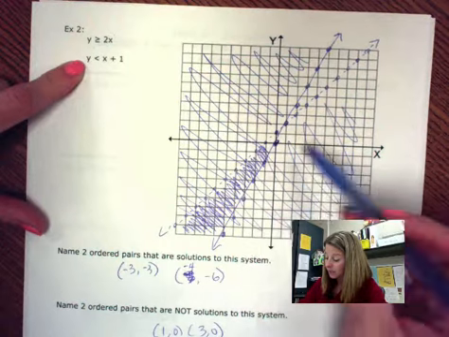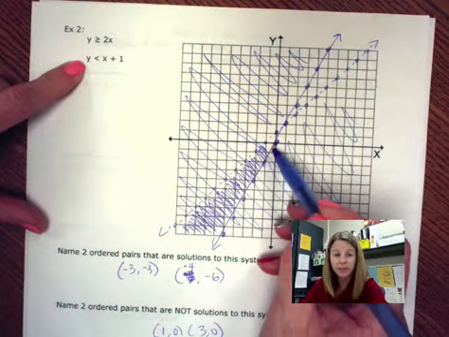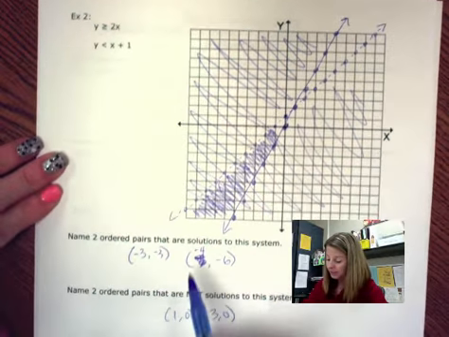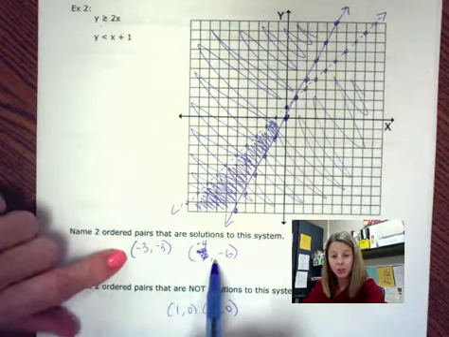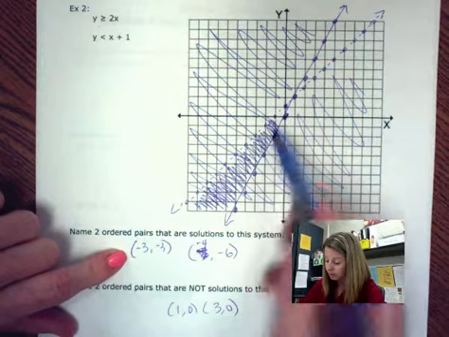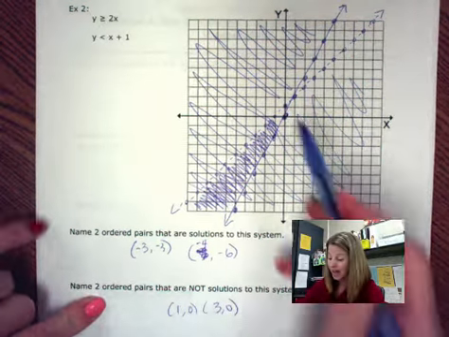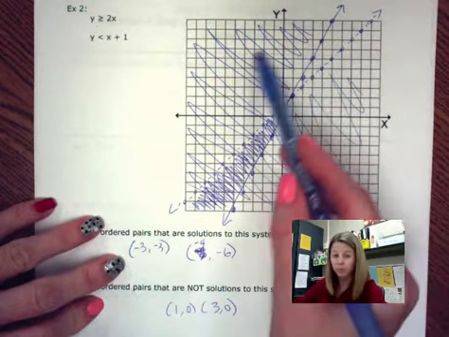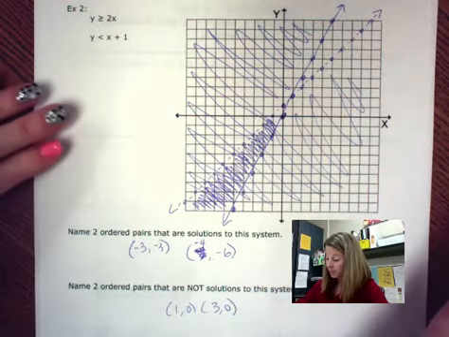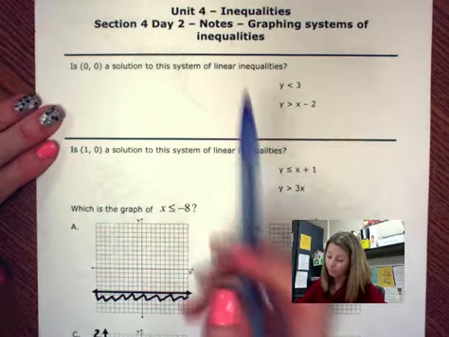Shading is below. And so remember, yesterday we are looking for the double shaded area. That is the solution to our system. So we selected any two ordered pairs as long as they fell in the shaded region. Those are solutions. And then two ordered pairs that are anywhere on the outside of the double shaded region would be not solutions. Okay? So that being said, let's go back to page 17.